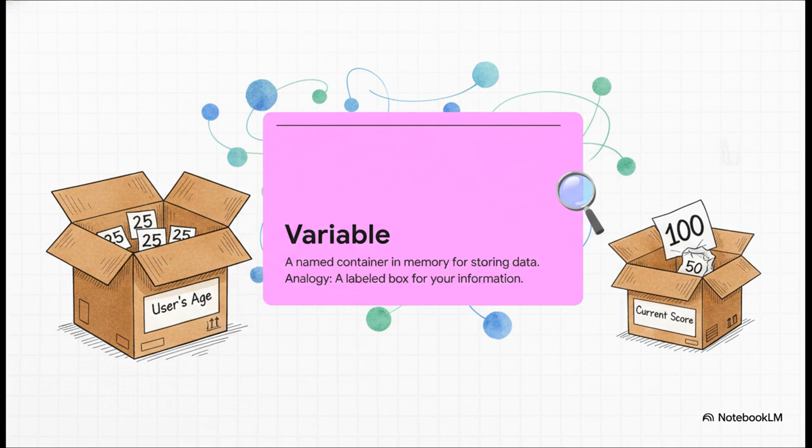And this analogy on the slide, it's perfect. Think of a labeled moving box. The label is the variable's name, something like user age, and what's inside the box is the data, like the number 25. You can check what's inside just by reading the label, and you can swap out the contents whenever you want.